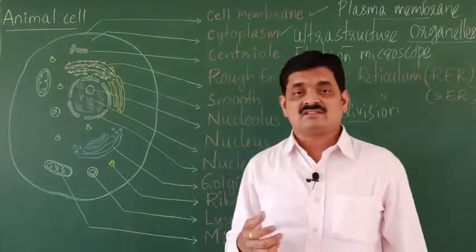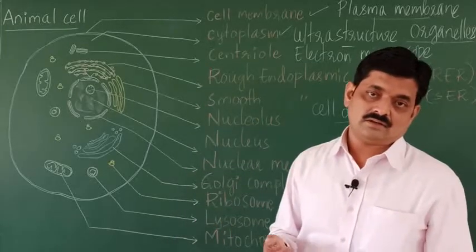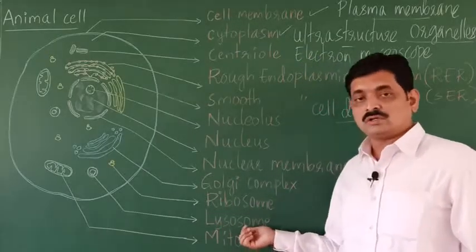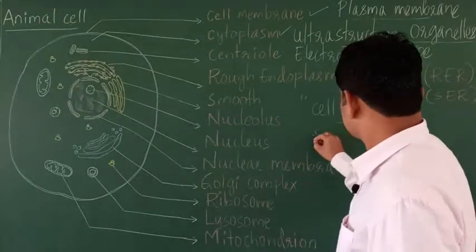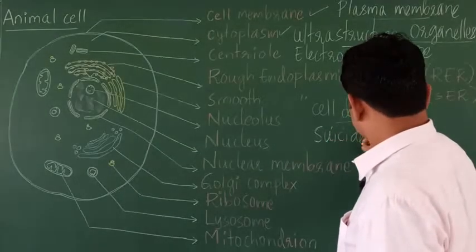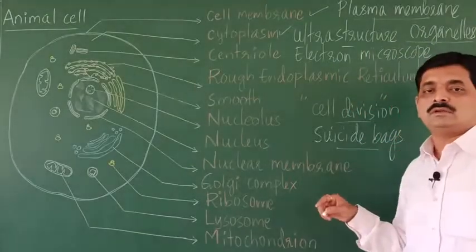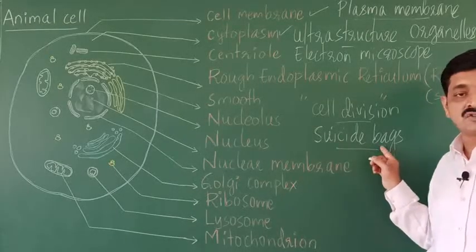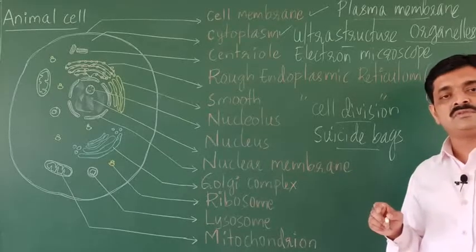They contain enzymes which can destroy the cell. That's why lysosomes are called suicide bags of the cell. This is a common name for lysosomes. They are called suicide bags of the cell because they can destroy the cell with the help of their enzymes.